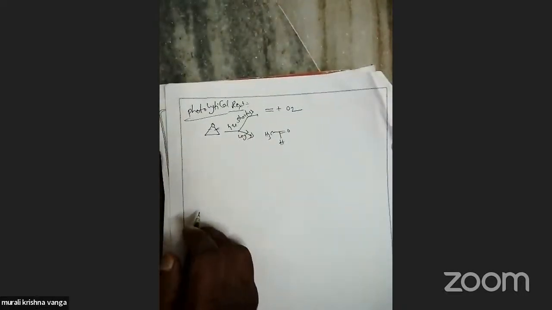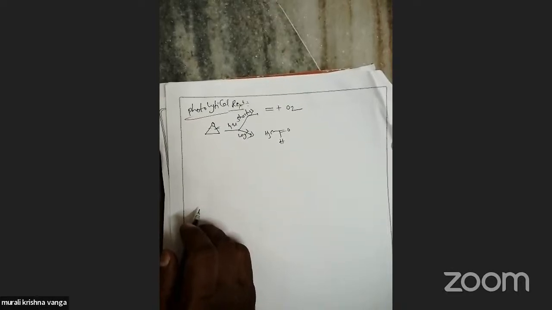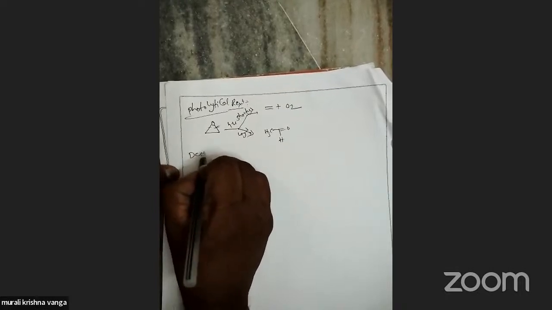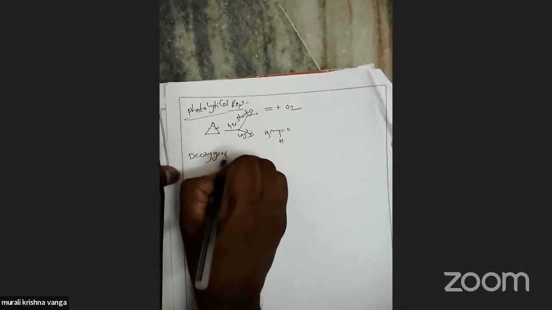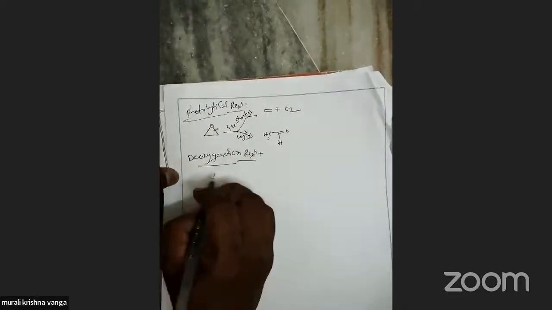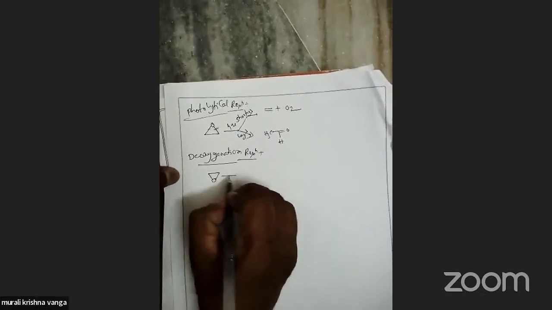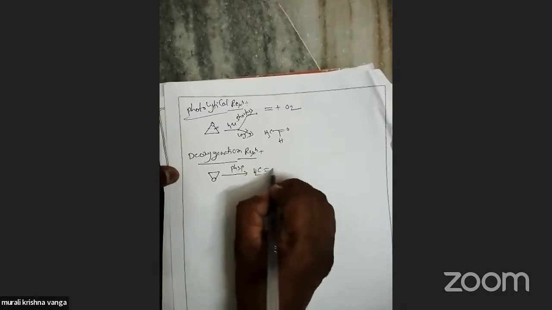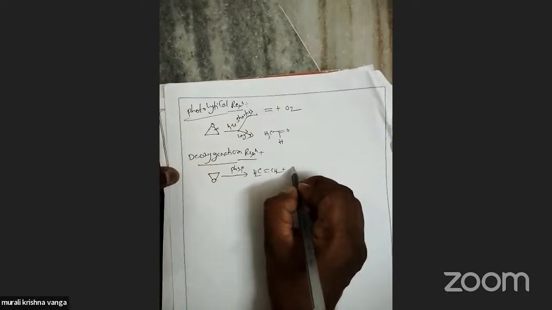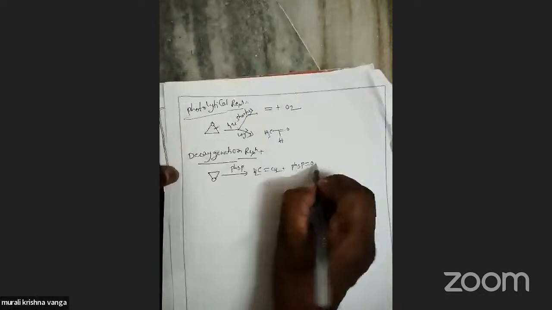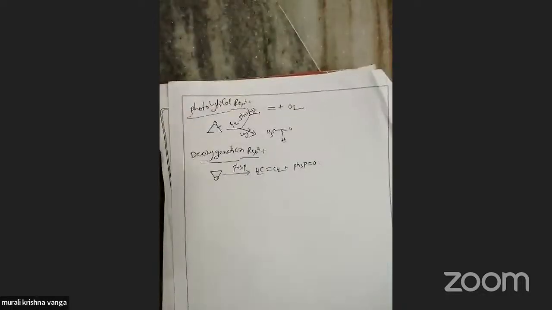Reaction B takes place. Next one is the deoxygenation reaction. When an epoxide reacts with triphenyl phosphine, the product is CH2 double bond CH2 plus triphenyl phosphine C double bond O is formed.